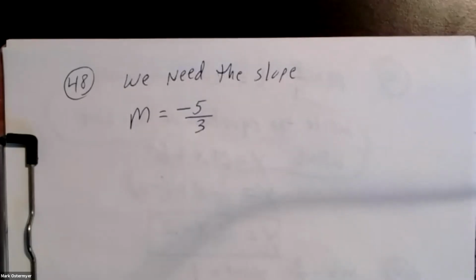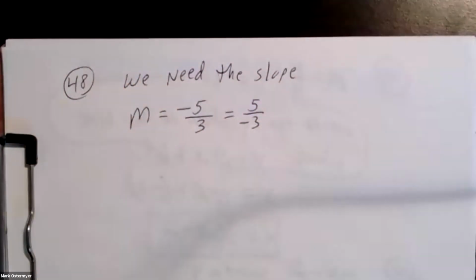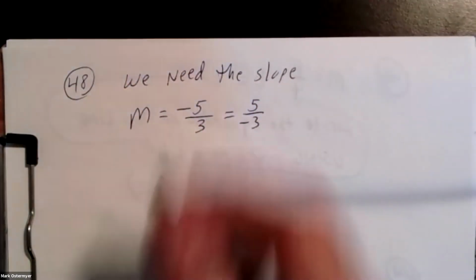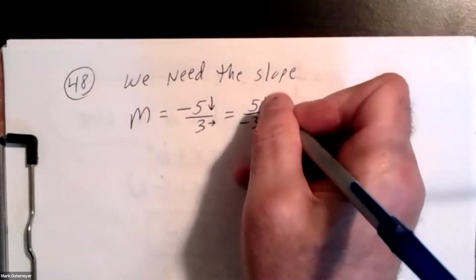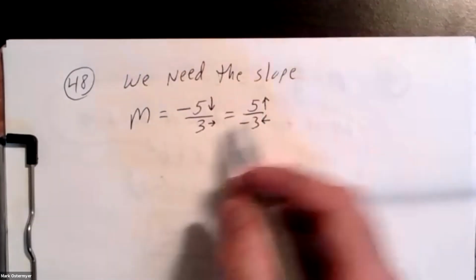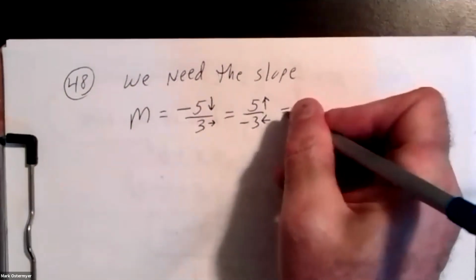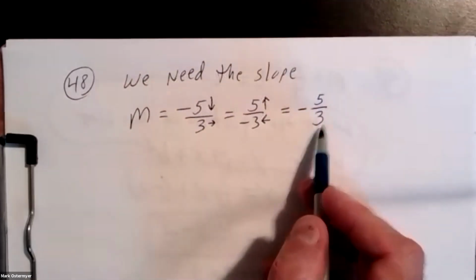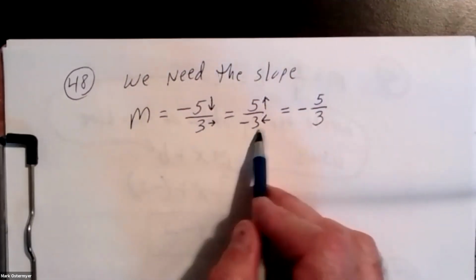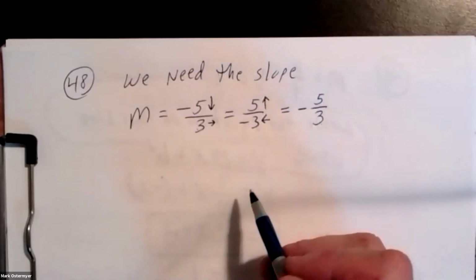Isn't that true? Aren't these the same slope, ladies and gentlemen? Whether you go down 5 units and to the right 3, or you go up 5 units and to the left 3, it doesn't matter. You'll have the same slope, same line. If you want, you can even put the negative sign outside your fraction. All of these are equivalent to each other. Every one of these is the same.